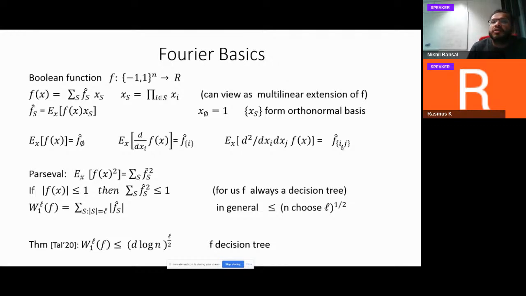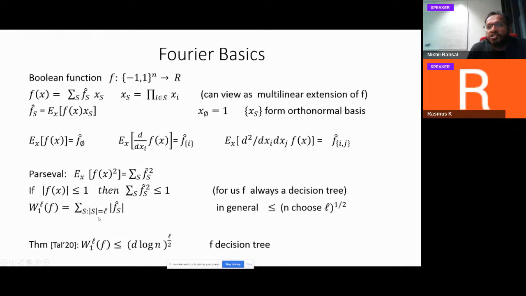And also, maybe the fact that, so Parseval, we know, just because these are all orthonormal, the expected squared value of f is the same as the sum of squares of Fourier coefficients. So in particular, if your function f is bounded between -1 and 1, which will always be the case for us, so we'll assume that f always represents some decision tree whose depth we are trying to lower bound, then we know the sum of squares of Fourier coefficients is bounded by 1.